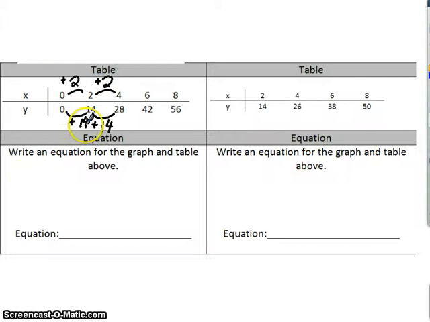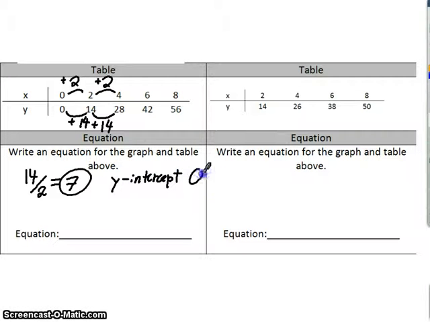So to find the slope, I take 14, I divide it by 2. I get 7. My slope is 7. To find the y-intercept, the easiest way is to say, oh, if x is 0, then y must be 0. And I can even double check that and say, hey, 2 times the slope 7 is 14, plus 0 gives me 14. So my y-intercept is 0. So my equation would be y equals 7x.